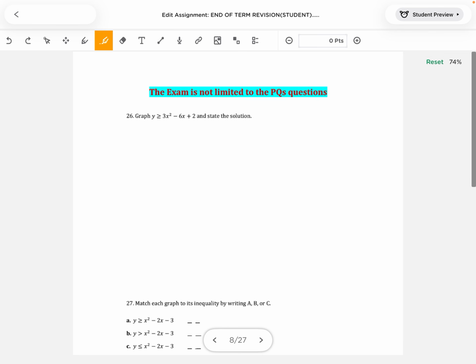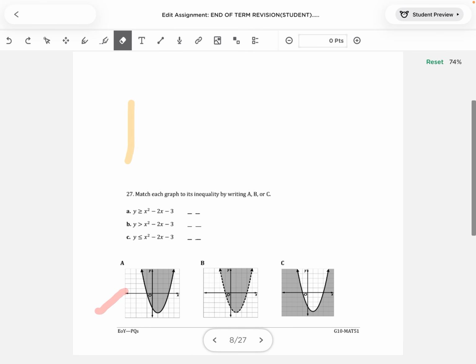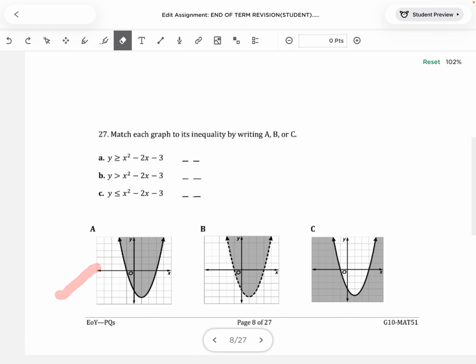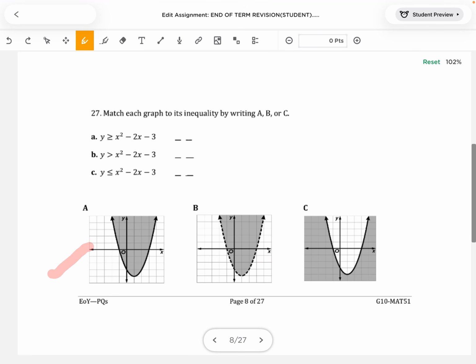I think same story here. Let us finish this one. Match. Very simple. Part B, there is no equal sign, so it will be for this one, for graph B. For A and C, we have no idea. We agreed to choose a point as usual, which is 0, 0.